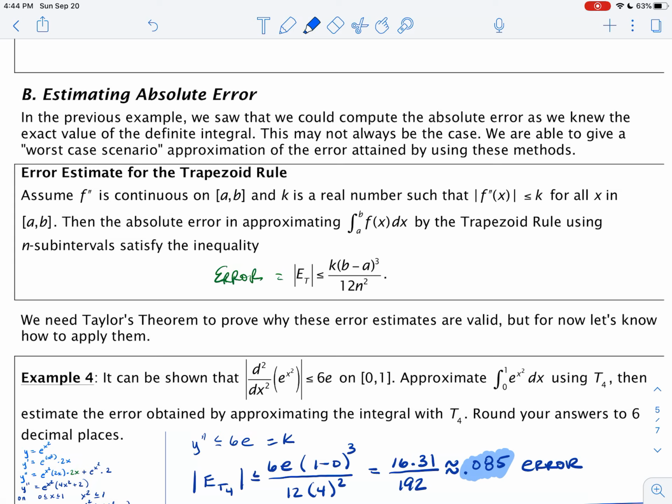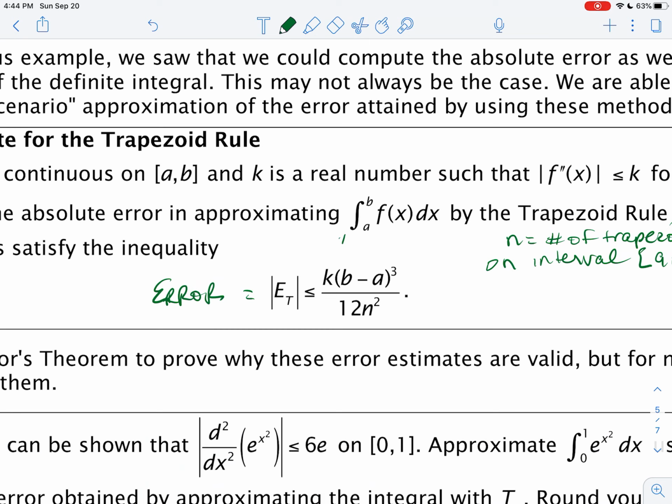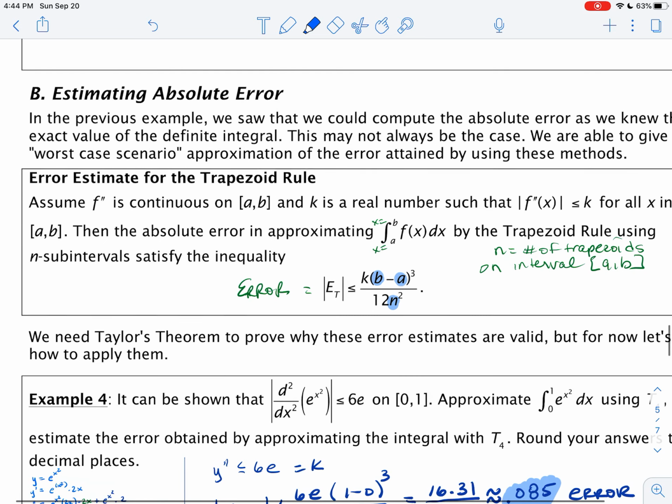All right, so the first rule is the trapezoid rule, and E_T is your error. That is going to be your error in estimating using n trapezoids, so n here is equal to the number of trapezoids. The a and b in your formula here are going to be your interval, and you get those from your actual integral: x equal to a and x equal to b. So we already have the value of n, and we already have the values of a and b. So what is this K?